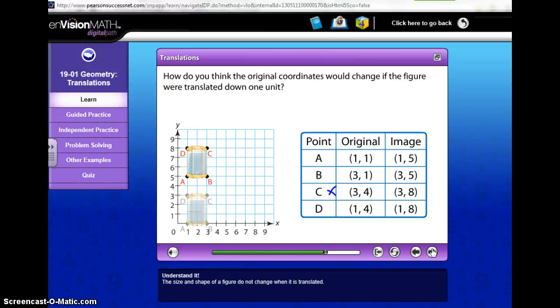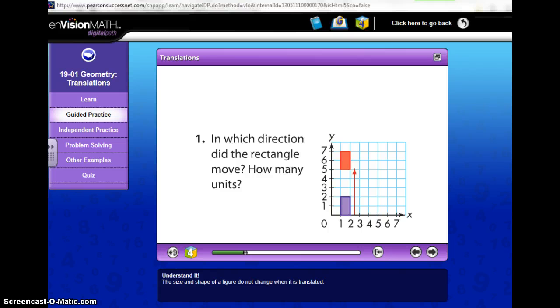Okay. We're going to pause this. Let's take a look at this example. So we have a shape that started out purple and we moved it. We moved it up. Obviously, that's the direction we moved it. So if I was to ask you which direction did the rectangle move, you could say up, or you could even say north if you were to think of this as a compass, a compass rose. Okay? But now we have to think, how many units did it move?